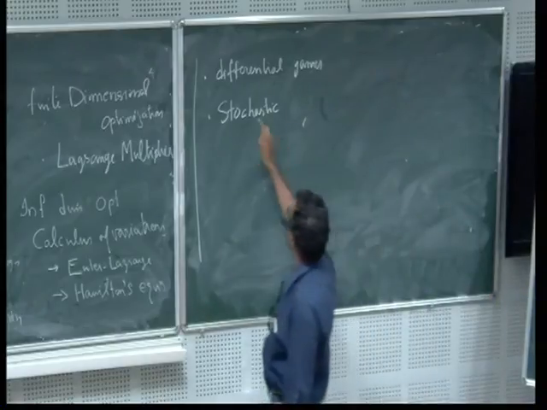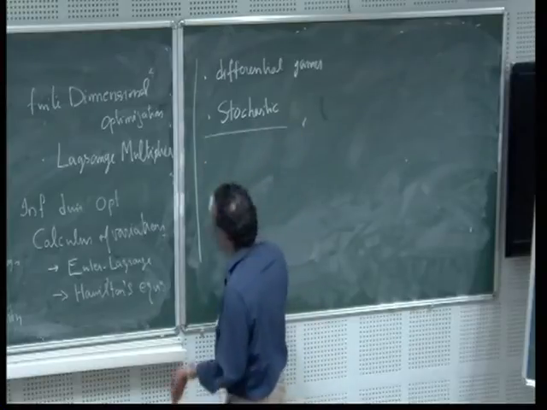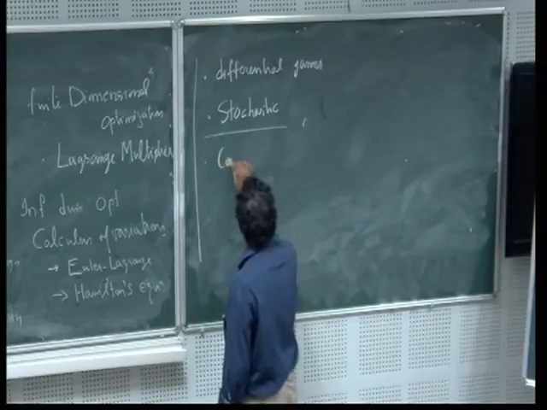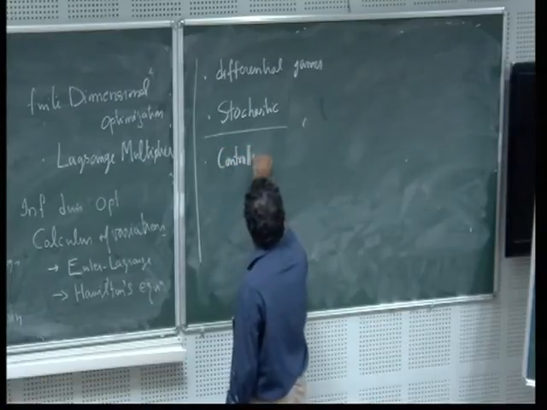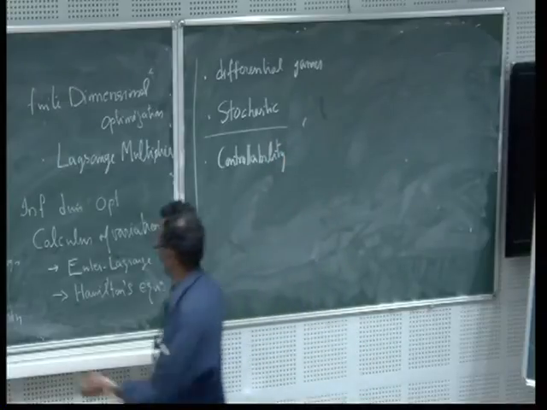And I don't know how far we can go. Another notion you will see quite a bit, a large amount of the lectures, is what is called controllability. That is what you are going to mainly see in this talk. What is this controllability? That you will see as you go.